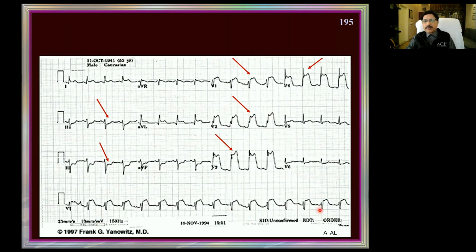And for the rhythm, we have taken a strip. There is no rhythm abnormality as we can see. What is the heart rate? 300 divided by 3, 100 is the heart rate.